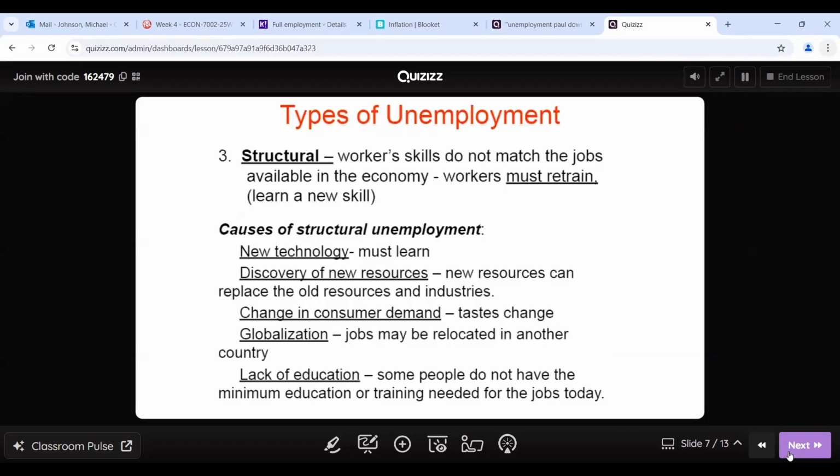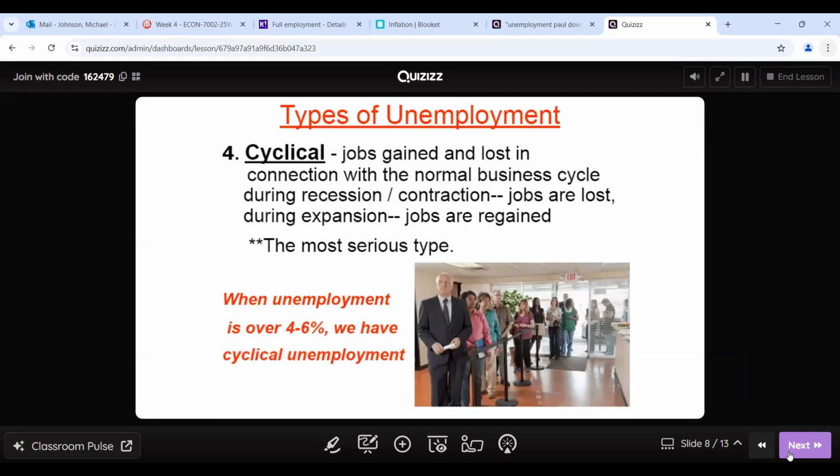Structural: worker skills do not match the jobs available in the economy. Workers must retrain and learn a new skill. Structural unemployment is really based on technological advances. Maybe automated cashiers cause people to lose their jobs. Causes of structural unemployment: new technology that must be learned, discovery of new resources that can replace the old resource industries, change in consumer demand and tastes, globalization where jobs may be relocated to another country, and lack of education. Some people do not have the minimum education or training needed for the jobs today.